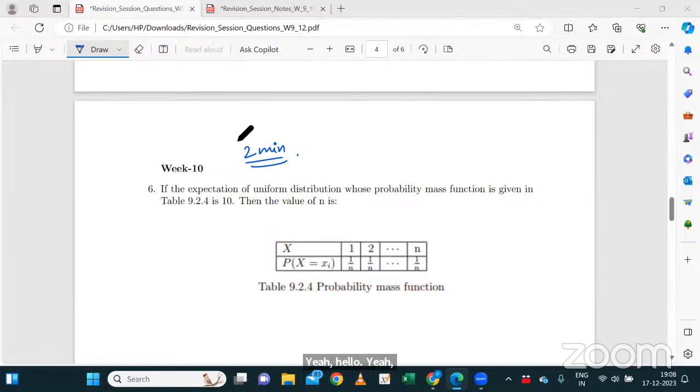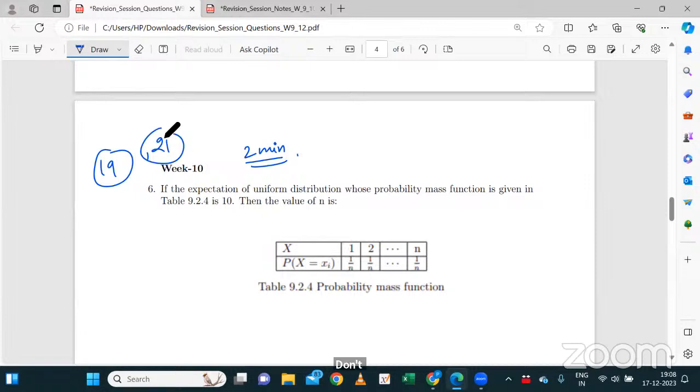Yeah, what is the answer? Sir, 19. 21, sir. 19, yes, sir. 21. 19, sir. Okay, so someone is saying 21. Okay, we'll see both, no problem. We'll see which one is the correct one.